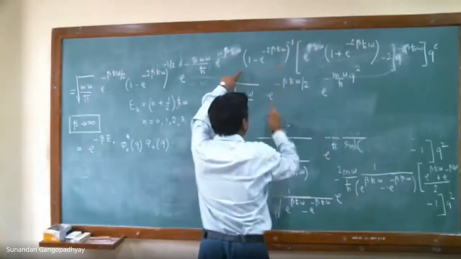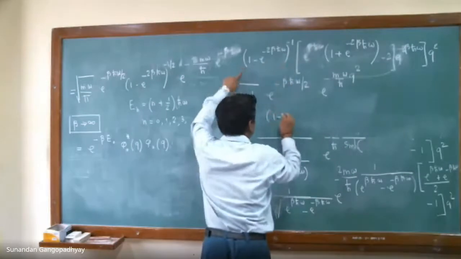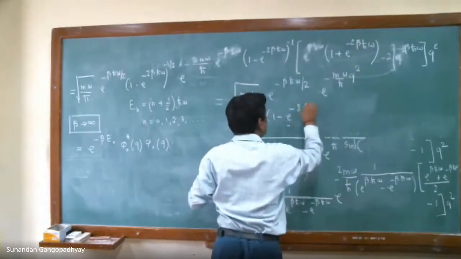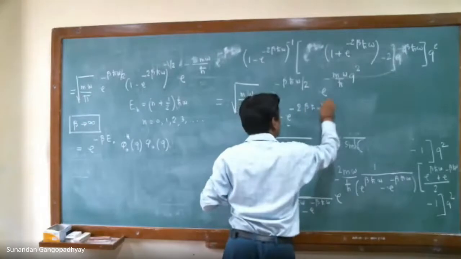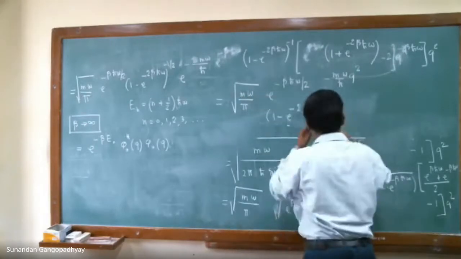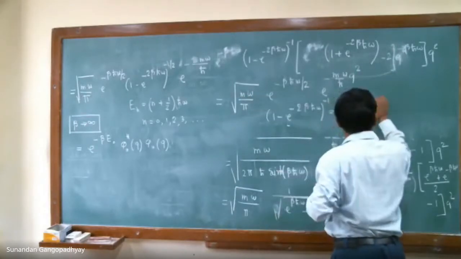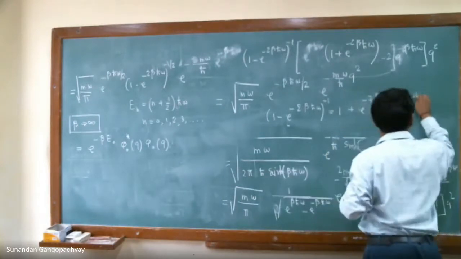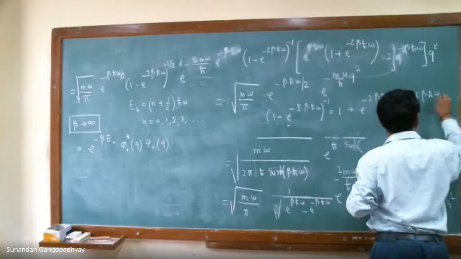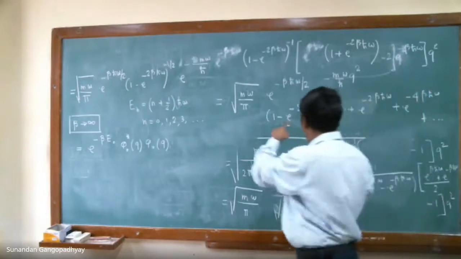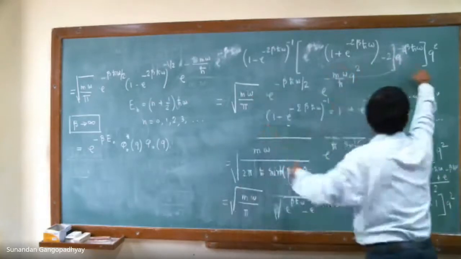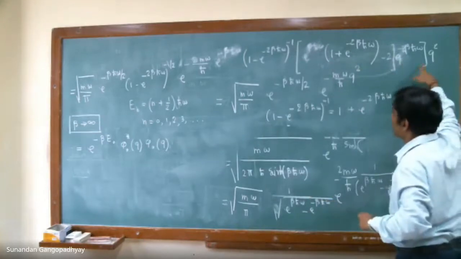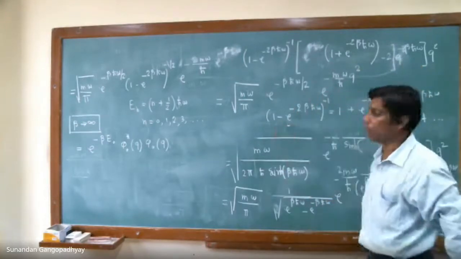So what I mean is that suppose I take this factor, (1 minus e to the power of minus 2 beta h bar omega) whole to the power of minus 1. This is equal to 1 plus e to the power of minus 2 beta h bar omega plus e to the power of minus 4 beta h bar omega plus and so on. Similarly, you expand this term and just multiply everything throughout.